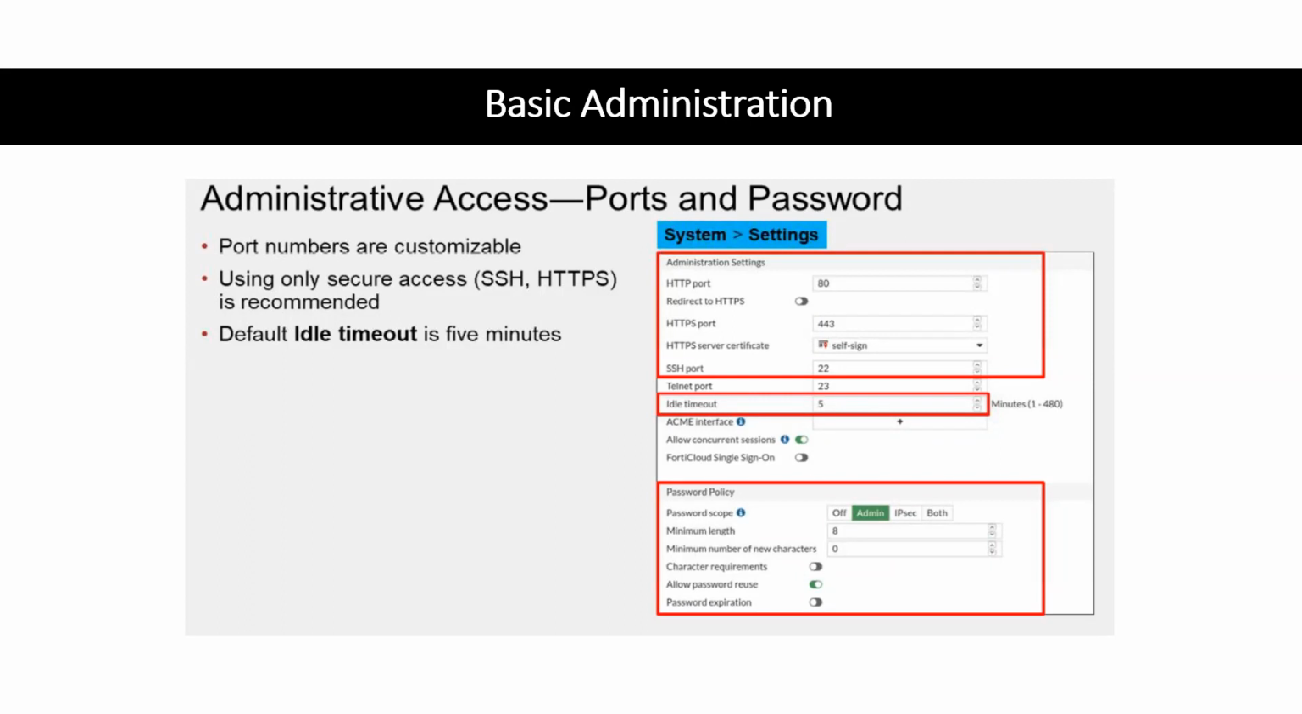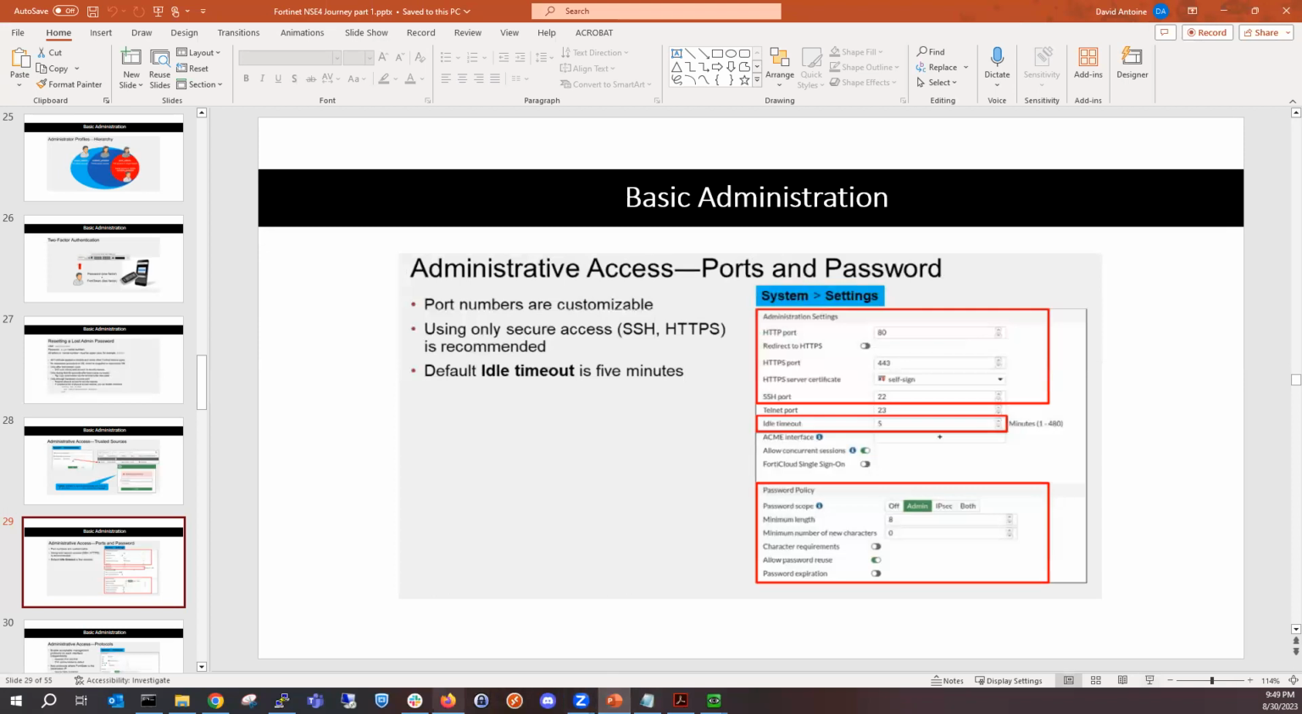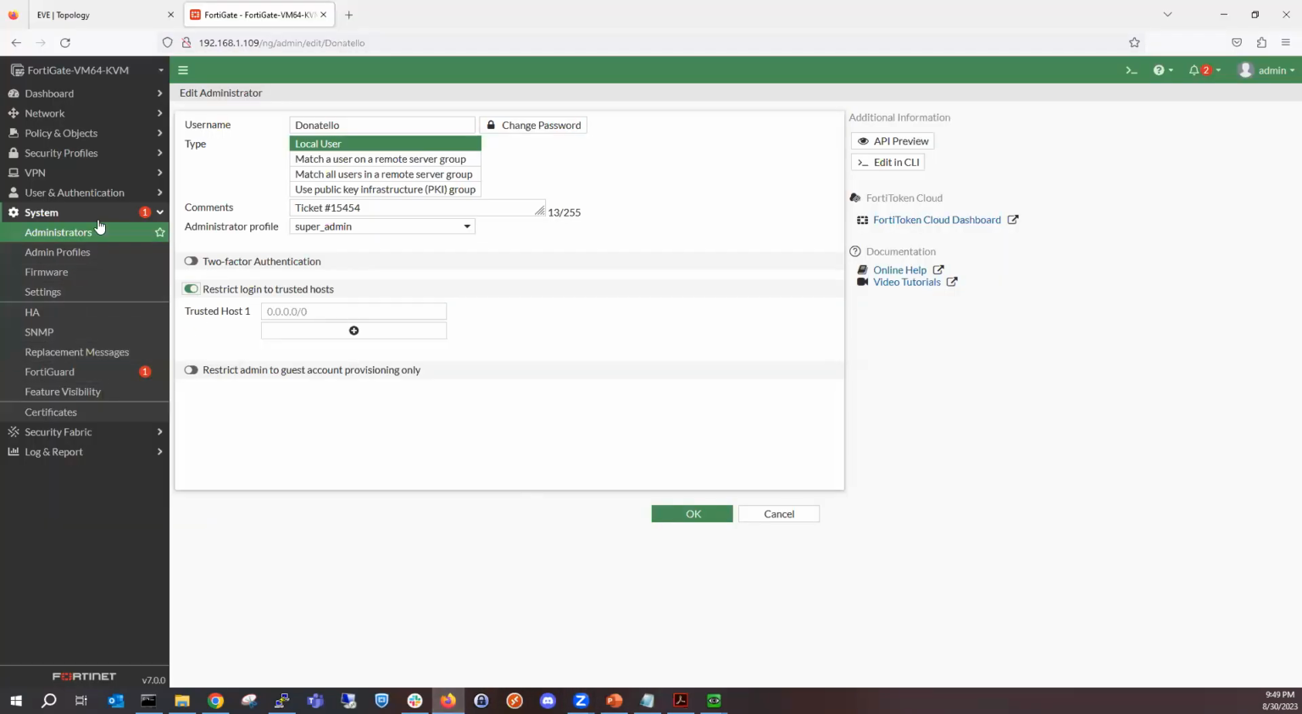To answer your question, Brian, the default idle timeout is 5 minutes. You can change that setting here. You can hit the override idle timeout and set it to maybe 3 minutes. Maybe you want to set it to 2 minutes or 1 minute, okay? You can customize all of that here within administrator settings. And I can show you guys how that looks. So we're in the system settings.